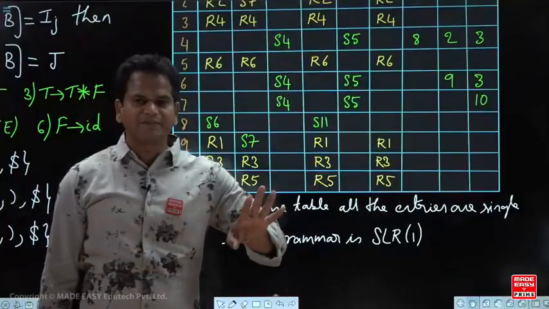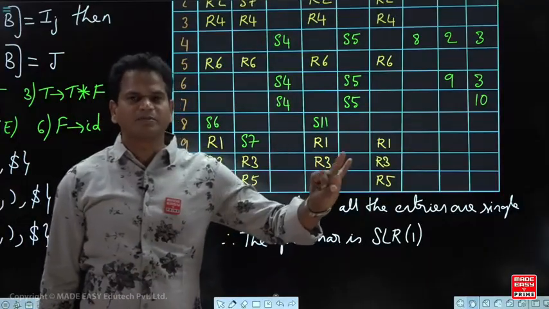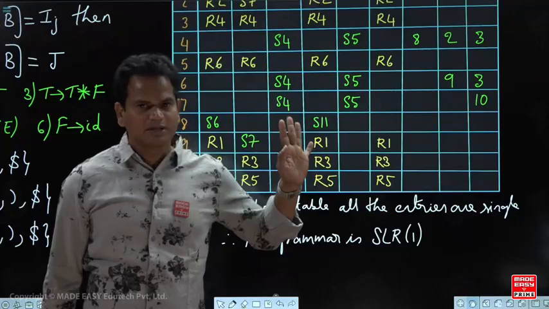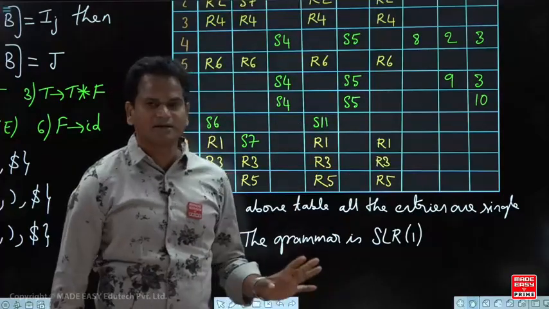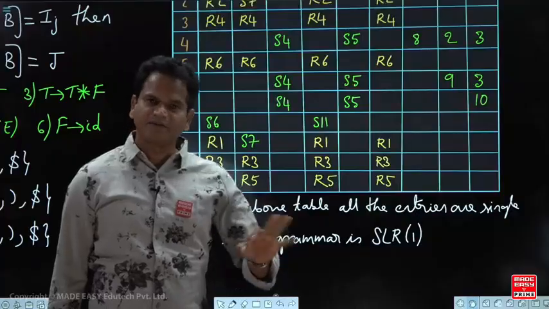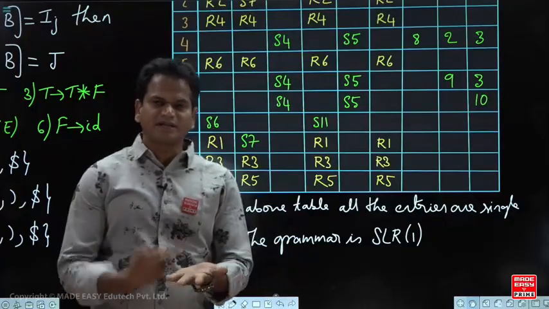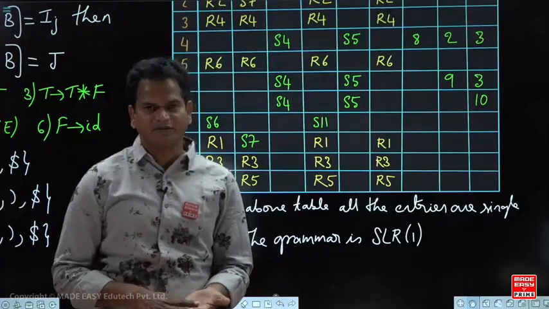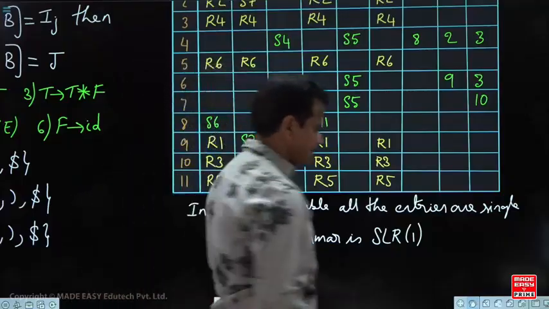So don't think that left recursion, left factor cannot be parsed using SLR(1). No, that is a wrong statement. Only ambiguous grammars cannot be parsed, but left recursion, left factor can be. Even though left recursion is there, they may or may not be SLR(1). Okay?